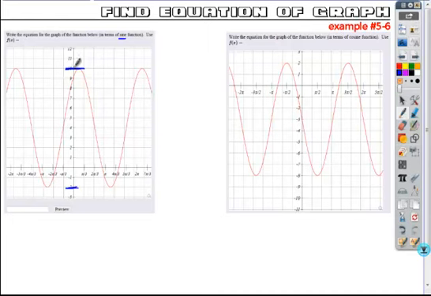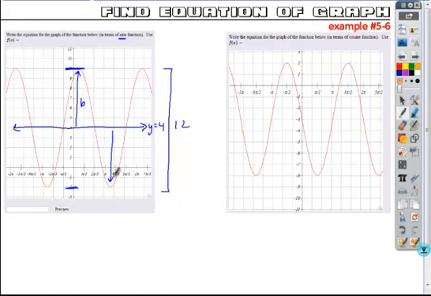Okay, so when I look here, what's the total distance between 10 and negative 2? 12. So if I cut that in half, what would that be? Half the distance between these two is 6. So I'm going to have an amplitude of 6. If I go up 6 or I go down 6, I'm going to get my midline. So my midline is at y equals 4. I can see that from my graph. And what I see here is that the distance from here to here is 6, or here to here, 6.